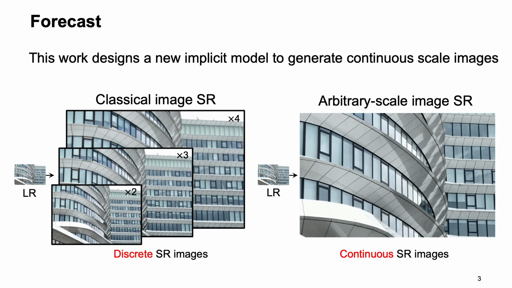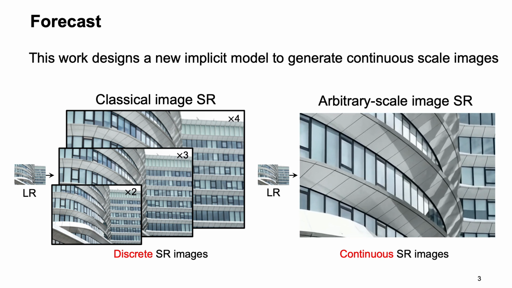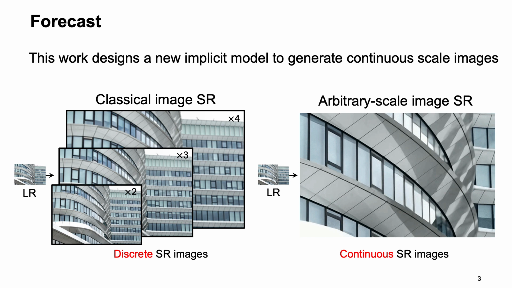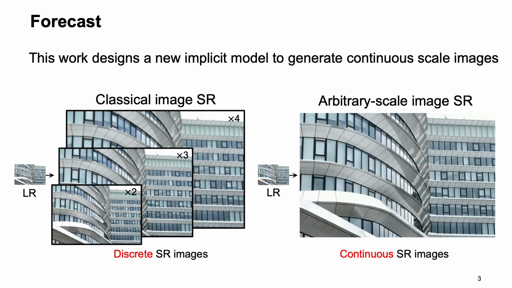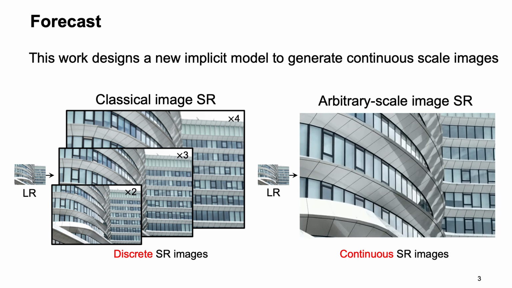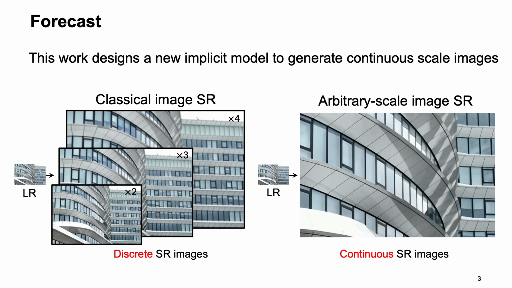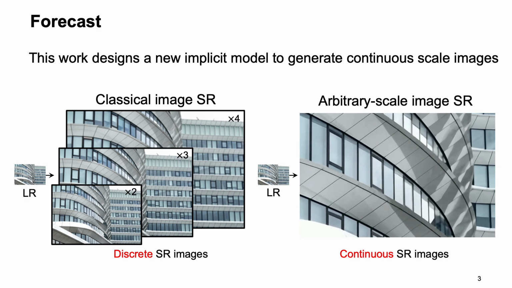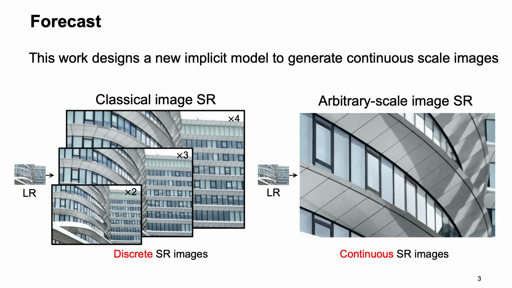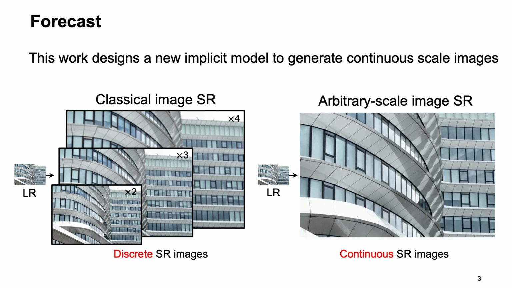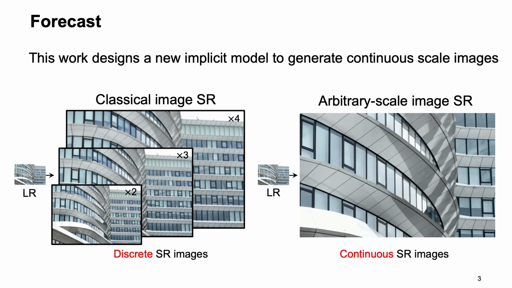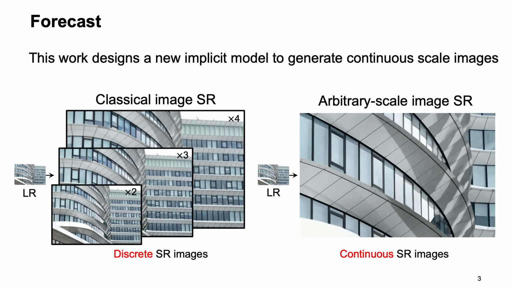Different from classical image super resolution methods, they consider the image as discrete data and treat super resolution for different scales as independent tasks. It means they need to train multiple models for these scales. For this work, we propose a new implicit model to generate continuous-scale images with one single model.